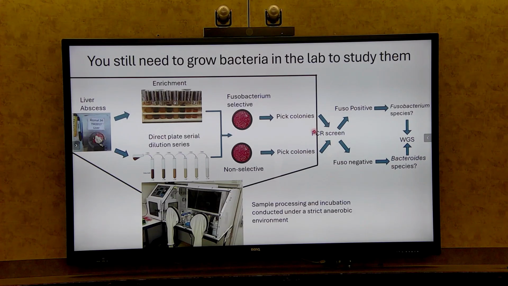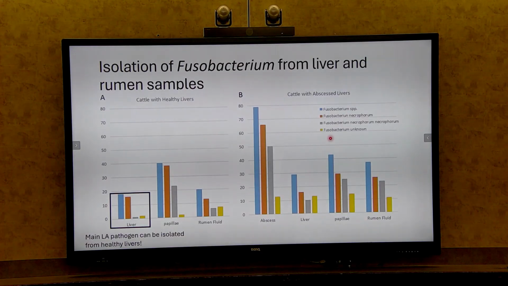So we used a quick screen to quickly identify which colonies were Fusobacterium and put them into one pool. Anything that wasn't Fusobacterium, well, at the time when we started this, they had just discovered that a lot of samples had high amounts of Bacteroides, but nobody knew what it actually was. So I thought, what if we look at all these things that are not Fusobacterium and see if any of them are Bacteroides?